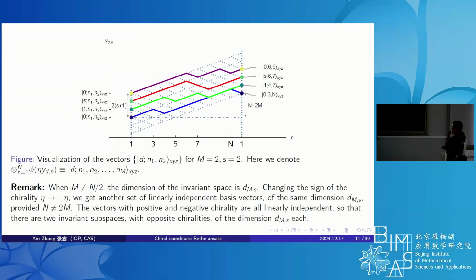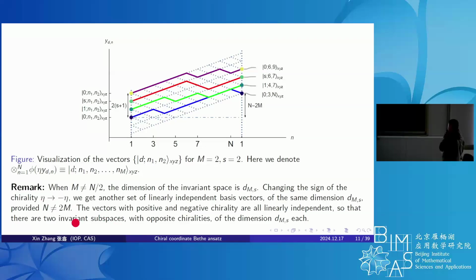So what's the meaning of this D? If we look at these figures, we see that n1 to nM determine the position of the kinks, but this D determines the phase on the first site. For example, if D has a shift, D plus 1, we get another branch. So in this one, we have S plus 1 branches, depending on the starting point of the phase on the first site. And then n just determines the position of the kink.